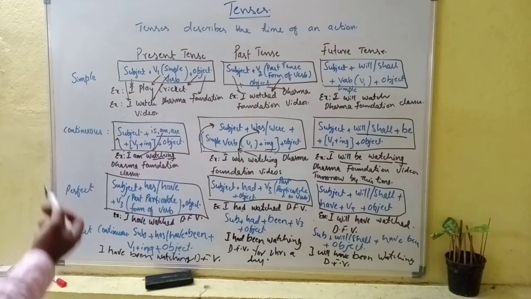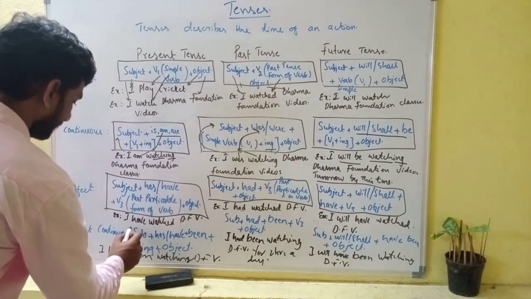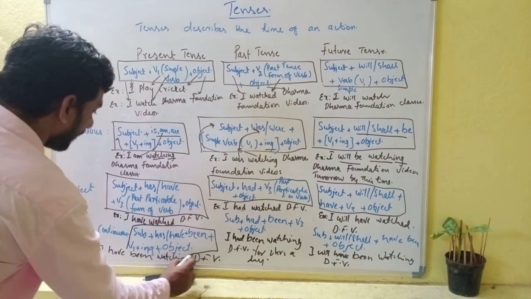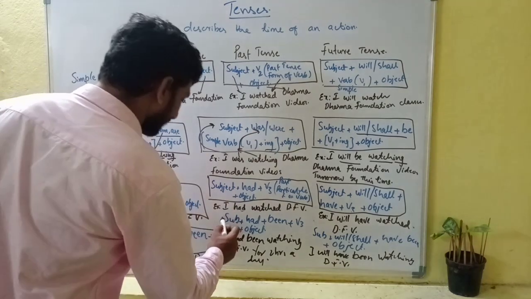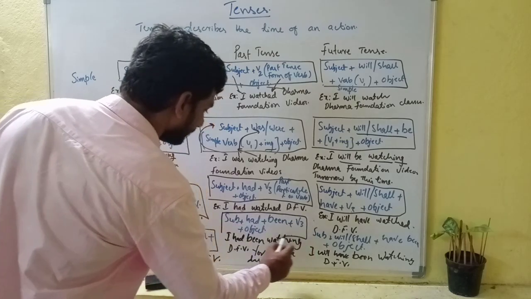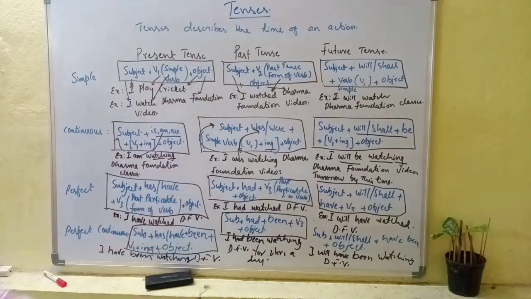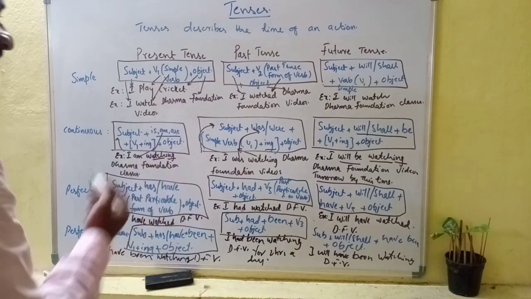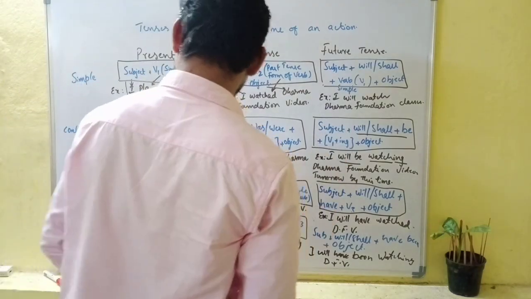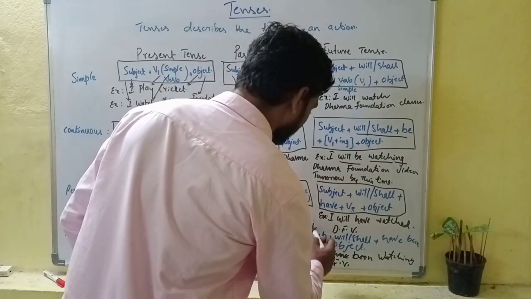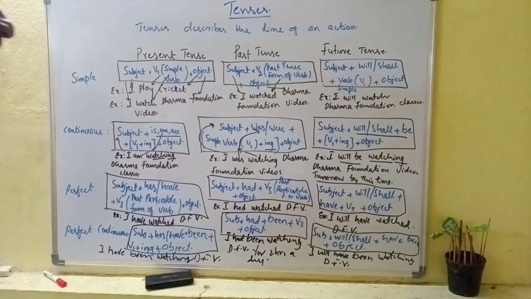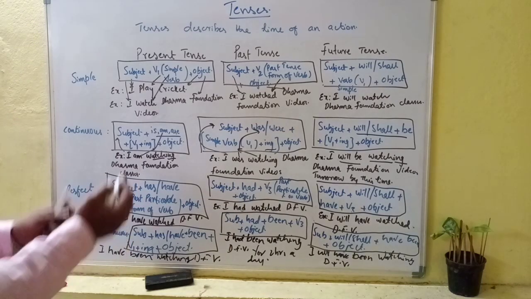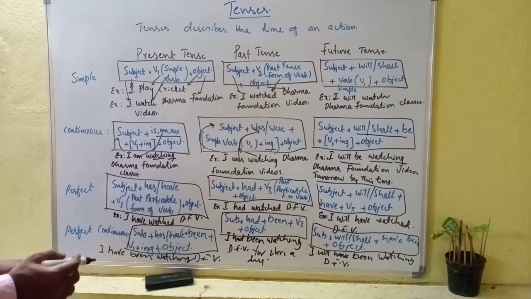Now come to the present perfect continuous. The structure is subject plus has or have plus been plus V1 plus ing plus object. For the past perfect continuous, the structure is subject plus had plus been plus V3 plus object. Now come to the future perfect continuous. The structure is like subject plus will or shall plus have been plus object. So this is how we can make short notes of tenses.